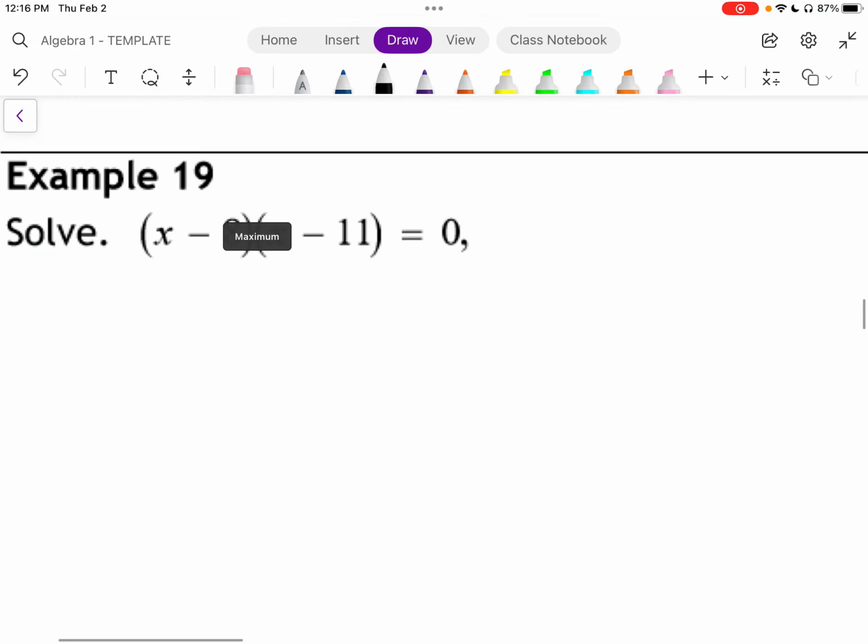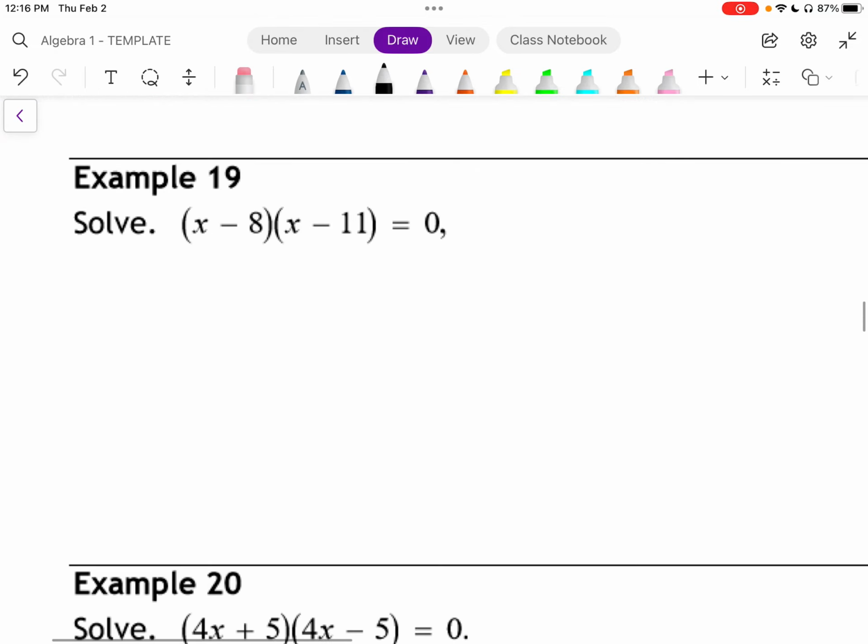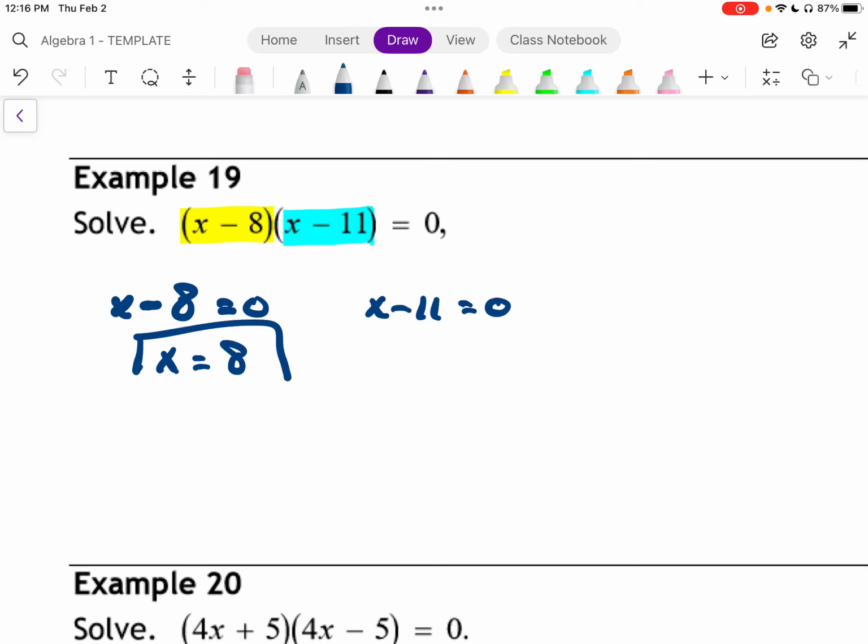All right, 19. Again, we have 2 pieces. We have the x minus 8 and the x minus 11. The zero product property tells us that one or both of them has to be 0. So I'll say x minus 8 is 0 and x minus 11 is 0. The left one gives me x equals 8. The right one gives me x equals 11. That's that.